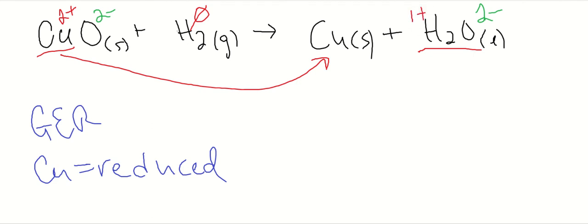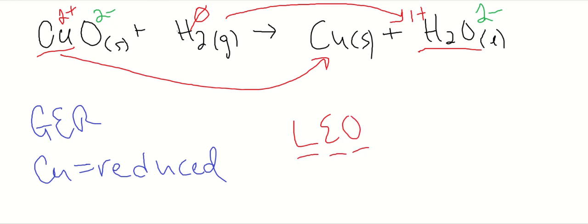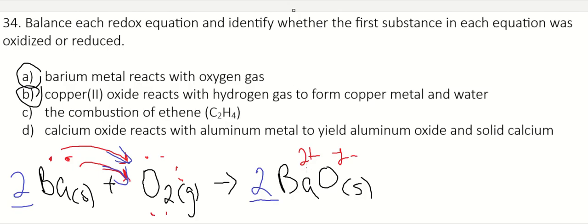All right, so how does a neutral atom become a 1 positive charge? Okay, it must have lost an electron. So loss of electrons is oxidation. Loss of electron, oxidation. So hydrogen is being oxidized.